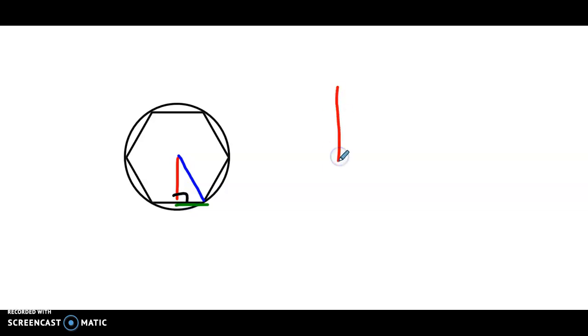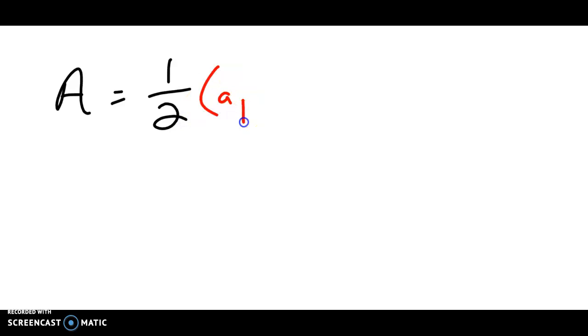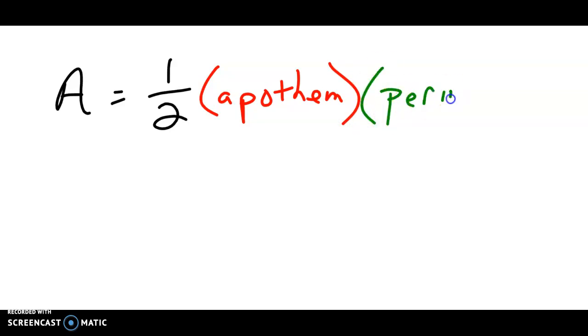So for the hexagon, we're going to again have a 30, 60, 90 triangle, except this time the 30 angle is up here, 60 is going to be here, so you still are going to use your 30, 60, 90 triangles. Remember, now that you have these, the area formula is going to be equal to 1/2 the apothem times the perimeter of the regular figure. Hopefully that helps.